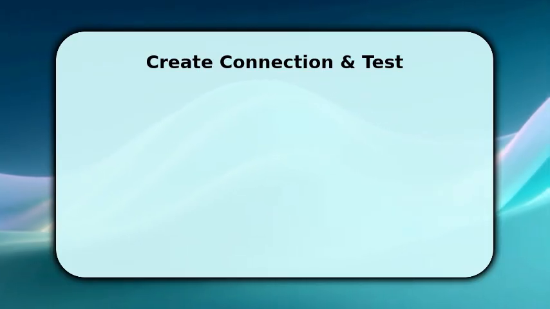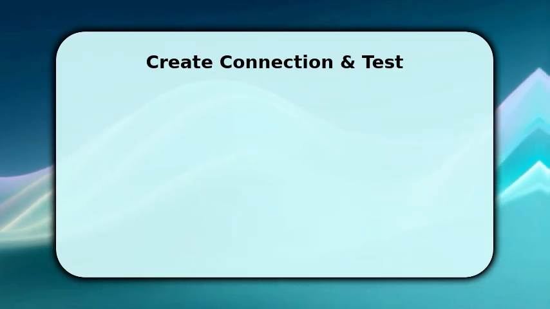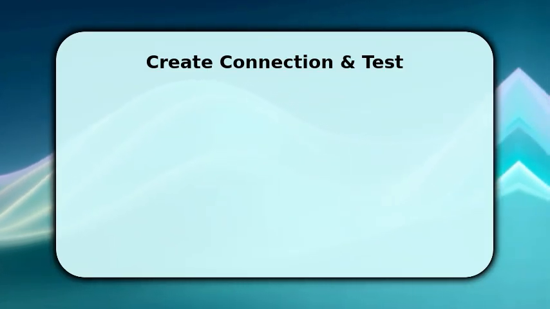Form a SQLAlchemy URI with mysql plus mysqlconnector plus your user, password, host, port, and database. Load the SQL extension in Jupyter and run %sql with that URI to validate the handshake. A quick SELECT 1 confirms connectivity.